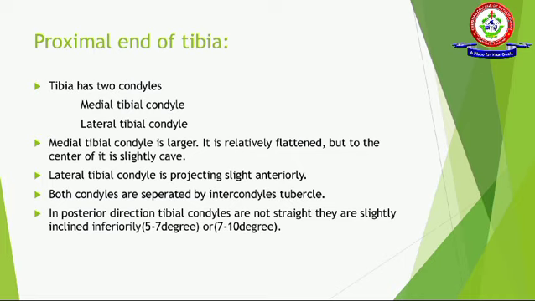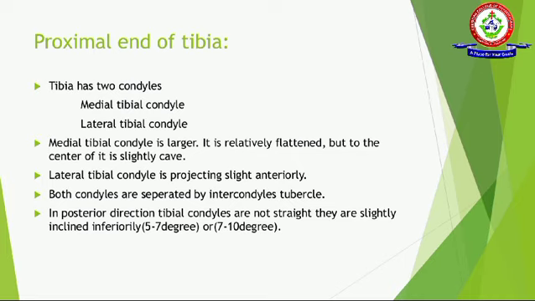Tibia also has two condyles, medial tibial condyle and lateral tibial condyle. Medial tibial condyle is larger. It is relatively flattened, but there is a slight concavity in its center. Lateral tibial condyle is projecting slightly anteriorly. Both condyles are separated by intercondylar tubercle.